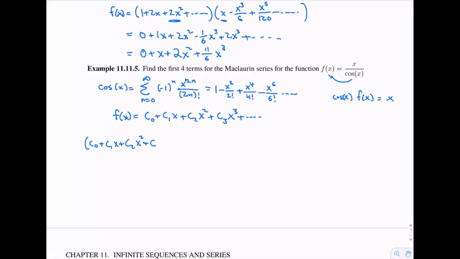So if I was to take my f, here it is. Again, I want the first 4 terms here. So 0, 1, 2, 3. And if I was to multiply by cosine, I should get out just x. Now 6 factorial, this is the same thing as 720.